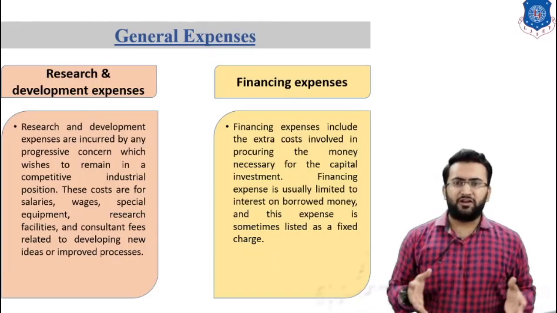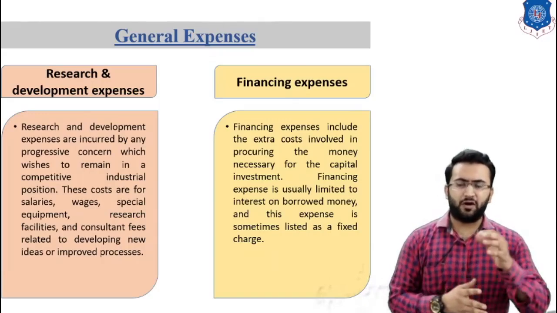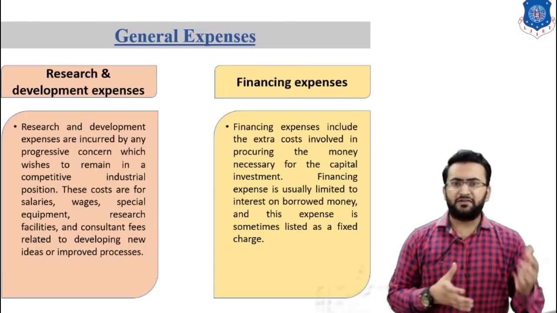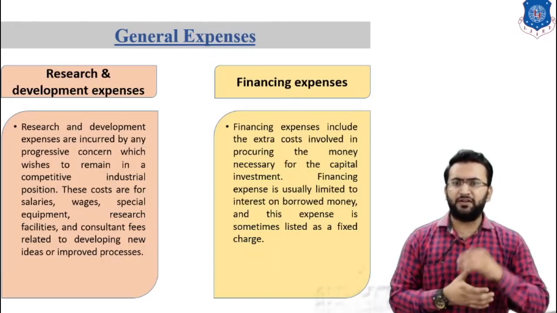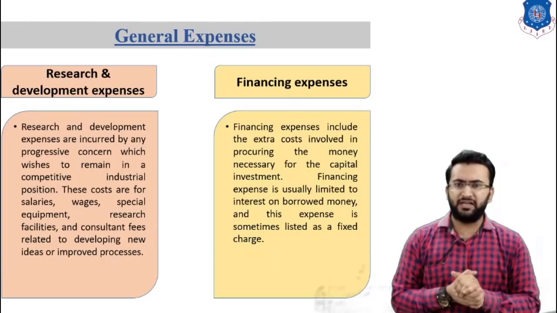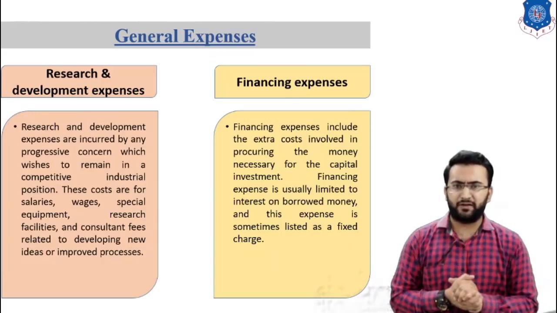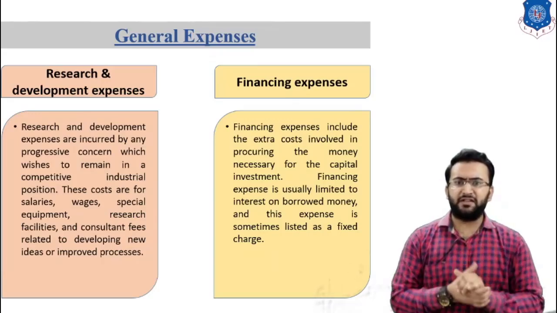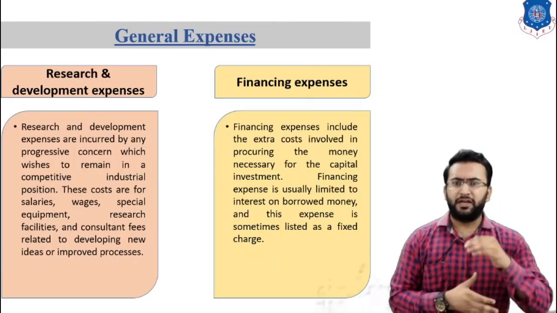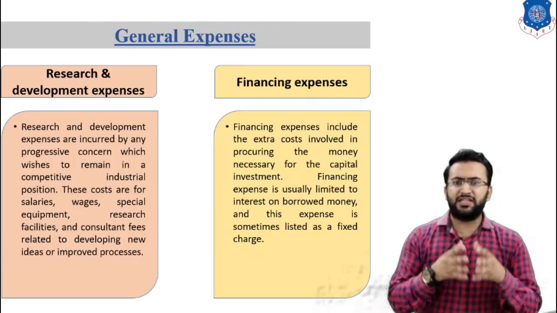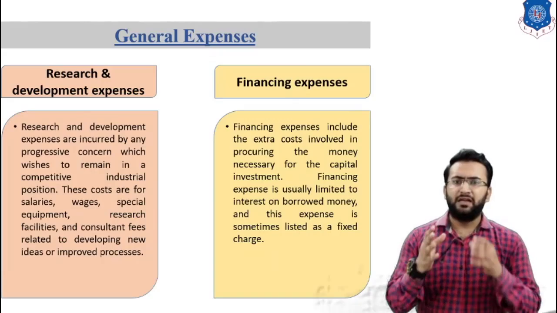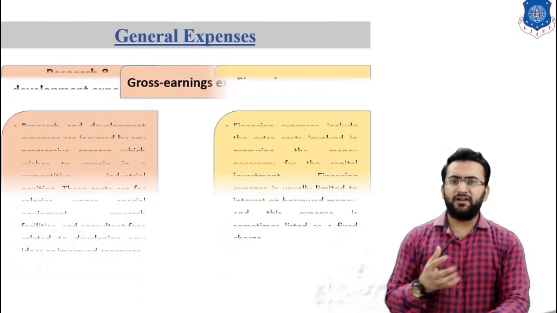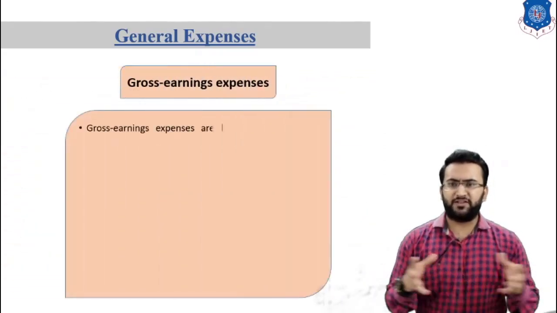Now let's talk about the financial expenses or financial cost. Financial costs include the extra cost involved in the process for the money necessary for the capital investment. Financing expenses are usually limited to the interest on borrowed money, and these expenses are sometimes listed as a fixed charge. So now let's talk about gross earning expenses.